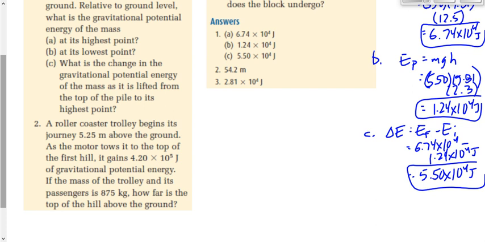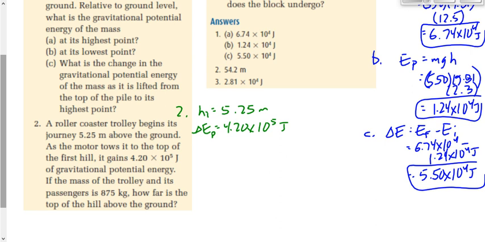Number 2 says a roller coaster trolley begins its journey 5.25 meters above the ground. As the motor tows it to the top of the first hill, it gains 4.2 times 10 to the 5 joules of potential energy. The mass of the trolley and its passengers is 575. How far is the top of the hill above the ground? Okay, let's say that its initial height is 5.25 meters. We're going to say delta E, the change in potential energy, is 4.20 times 10 to the 5 joules. This is not the potential energy. This is the change in potential.